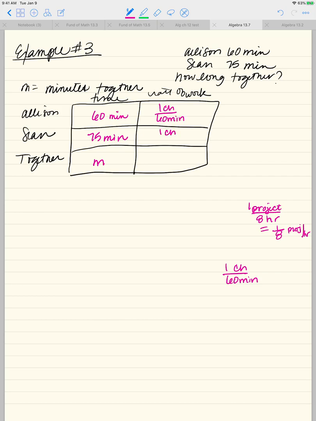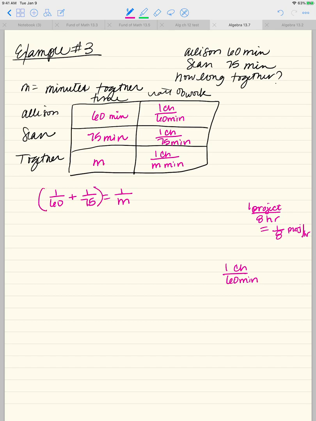It takes Sean 75 minutes to do 1 chapter, so he can do 1 chapter per 75 minutes. Then together, they're going to be able to do 1 chapter per M minutes, where M is what we are trying to solve, okay? Now, 1 over 60, Allison's rate, plus Sean's rate will give us the rate that they work together, 1 over M.